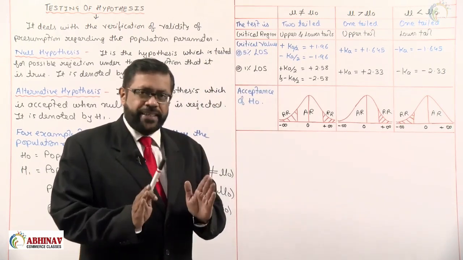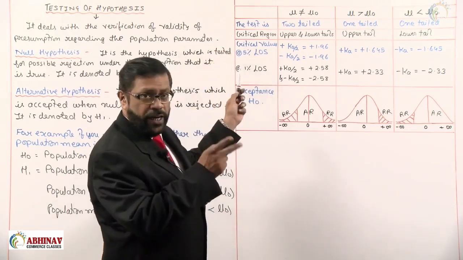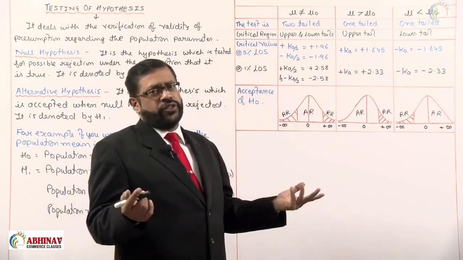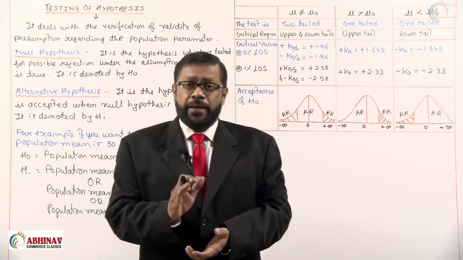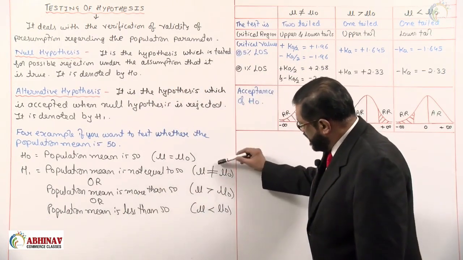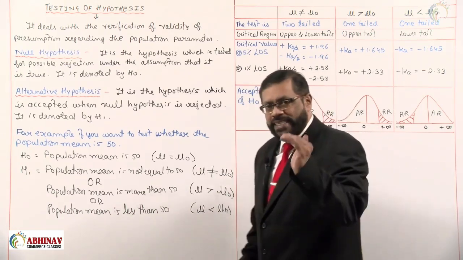First, to start the test, we need to see what the test is. Is it either two-tailed or one-tailed? Then the critical region, the critical values, and then how H0 is accepted or rejected. To find that out, the key lies with H1. See what H1 is. Is it not equal to? Is it more than? Is it less than? We'll see step by step.